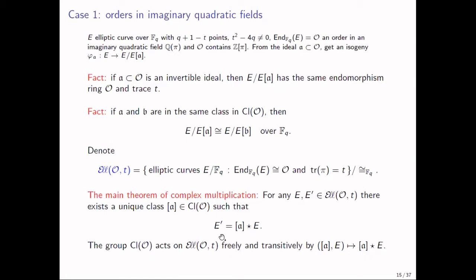Okay, so again, one more time, you take an elliptic curve, you take an ideal, and you compute the target of the isogeny corresponding to the ideal. And the main theorem of complex multiplication tells you that if you choose two elliptic curves in LOT, then there's going to be a unique class in the class group that connects them like this. Another way to say that is that the class group acts freely and transitively on the set of elliptic curves with the same endomorphism ring and the same trace.